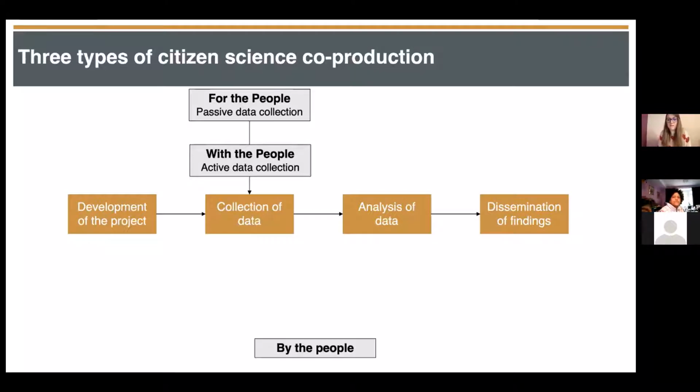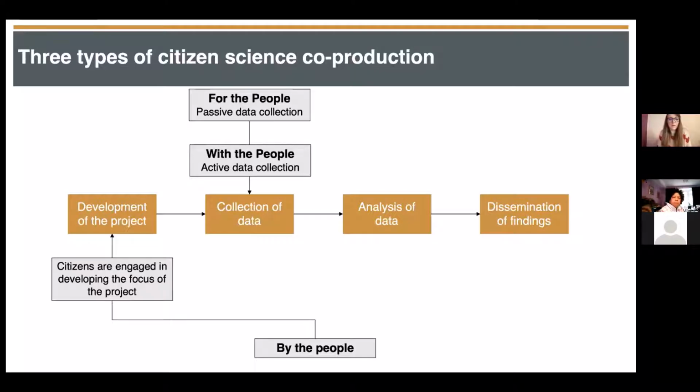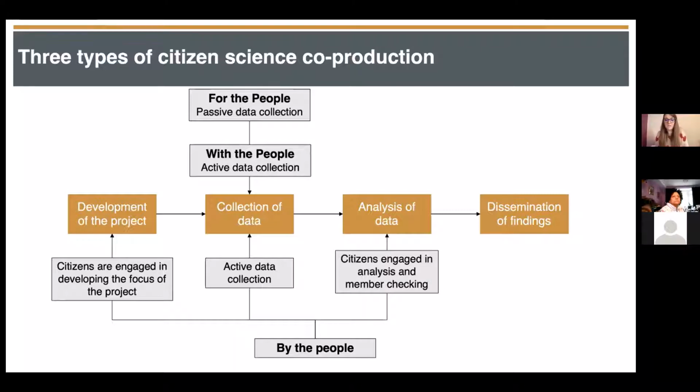And then lastly, there's the With the People approach, where citizens are engaged in developing the focus of the project through discussions and deciding on where the project should go. Then there's active data collection from citizens. Then citizens are engaged in the analysis and member check in this stage. And then the citizens will determine the priorities based on the analysis and findings, and also the dissemination, in terms of who the findings should be shared with, and how and when they should be shared.